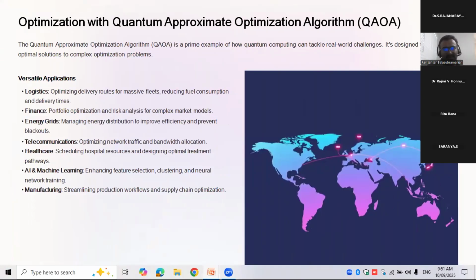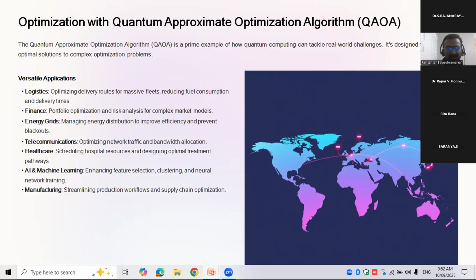Another algorithm is QAOA. The Quantum Approximate Optimization Algorithm is a prime example of how quantum computing tackles real world challenges. There are versatile applications. In the logistics area, as I explained, optimizing delivery routes and reducing fuel consumption and delivery time. These are the main things for logistics. We have to deliver at the right time, and faster also, and at a cost effective price for delivering the product to the customer.